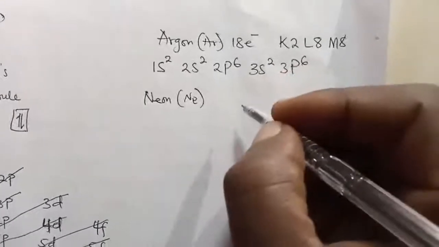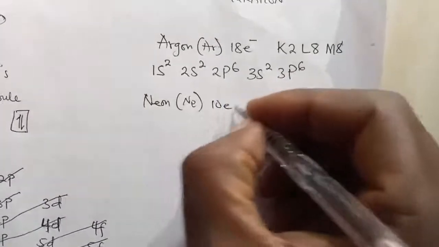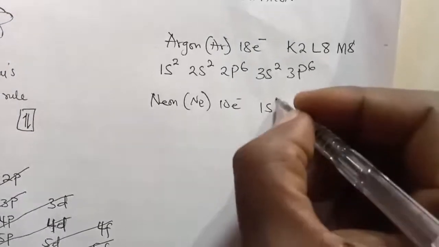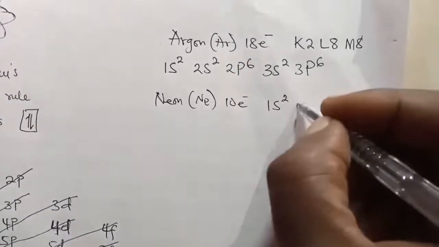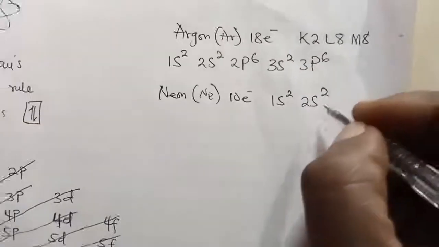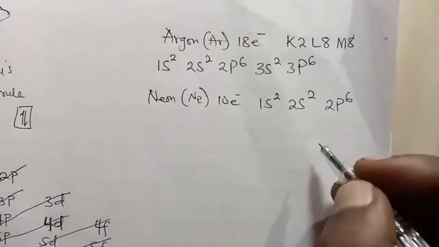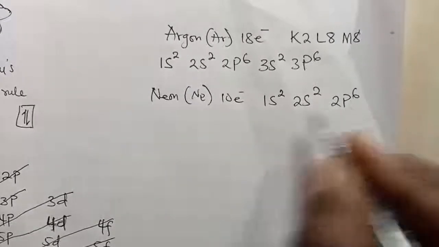Another example is if we look at neon. Neon has 10 electrons. So if we want to represent neon, we can say 1s2. After 1s2, we go to 2s2. After that, we have 2p6. So this is 10 complete now.